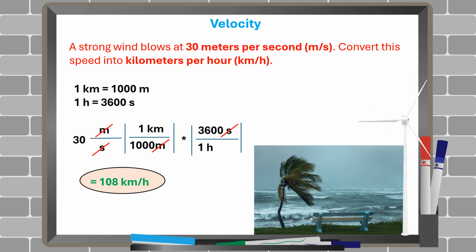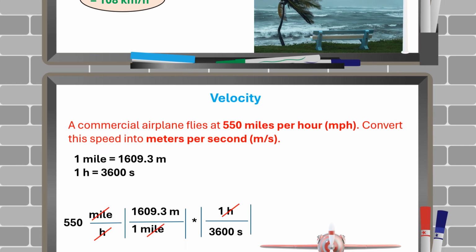Wow! That means the wind is blowing at 108 kilometers per hour. That's as fast as some cars on the highway. To give you a real-world idea, strong hurricane winds start at around 119 kilometers per hour, so this wind is almost at hurricane level. Imagine walking against that wind, pretty intense, right?